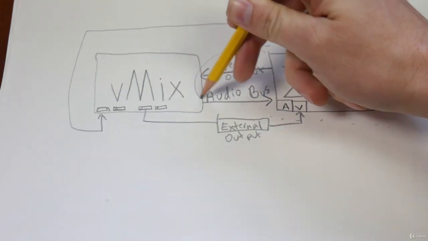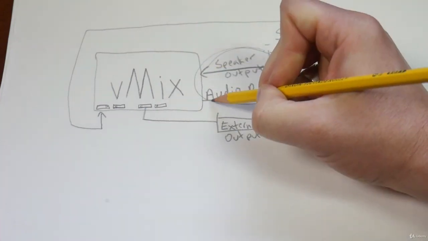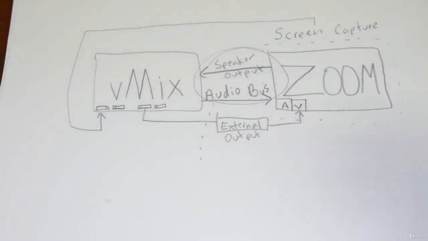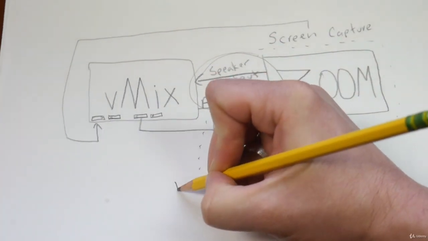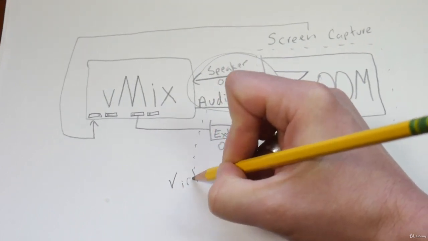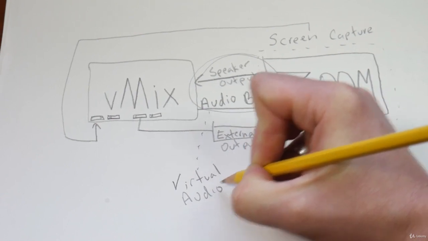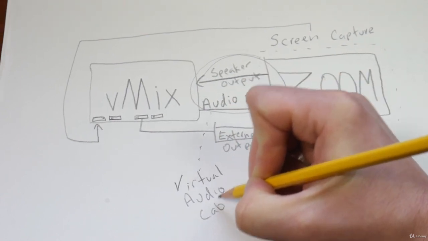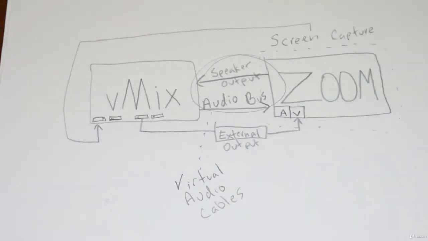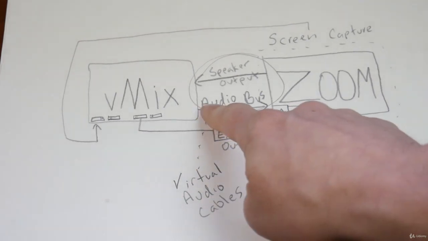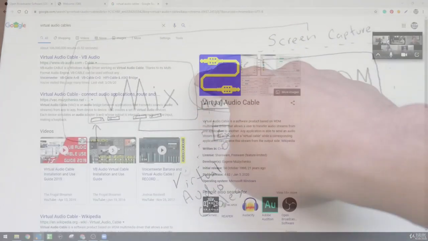But we're going to need to do 2 virtual audio cables. So using Windows, we are going to install not 1, but 2 virtual audio cables. One for the audio output from vMix to Zoom, and then another one to take the speaker output from Zoom and bring that in as a microphone input into vMix. So how do we do that?